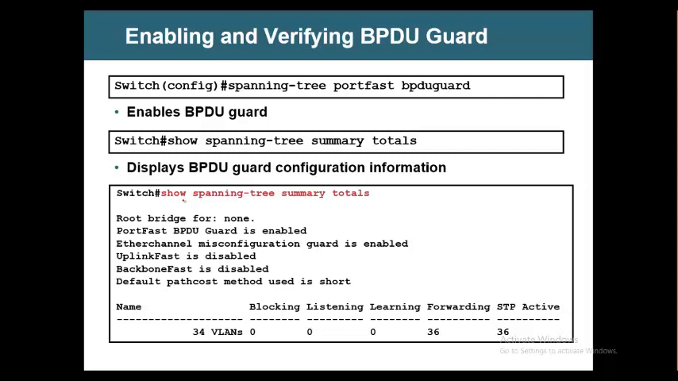To verify, we type show spanning tree summary total. You can see that BPDU guard is enabled, and in VLAN, you can see the forwarding and STP activity. It's okay. This is what's important.